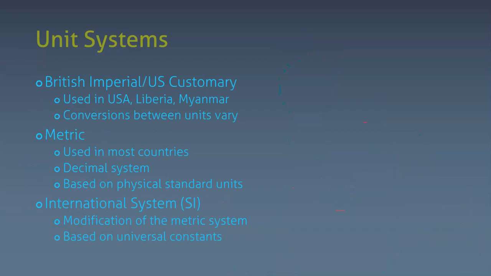The measurement system most commonly used in the US is referred to as the British Imperial or US customary system. This includes units like inches, feet, cups, gallons, pounds, those sorts of things. In order to convert between units, you have to have a specific conversion factor. For example, if you wanted to convert a length measurement, you might need to know that there are 12 inches in a foot, or 3 feet in a yard, or 5,280 feet in a mile, assuming that we're using standard and not nautical miles.